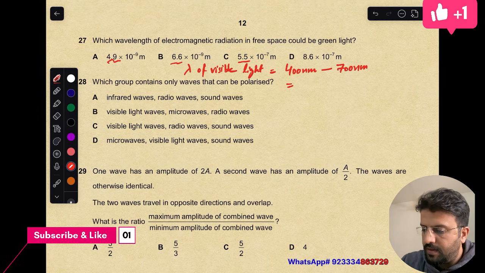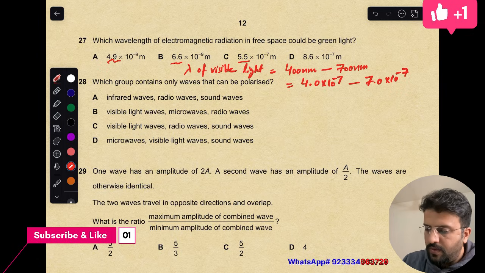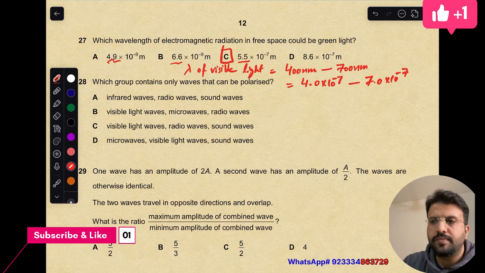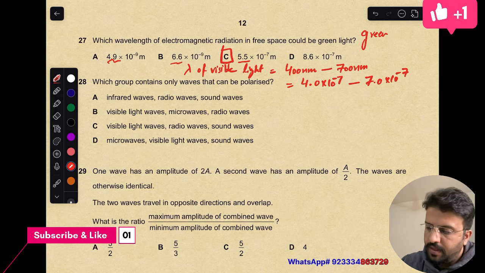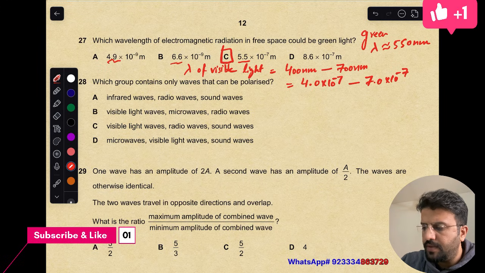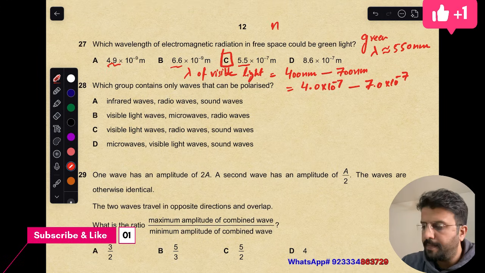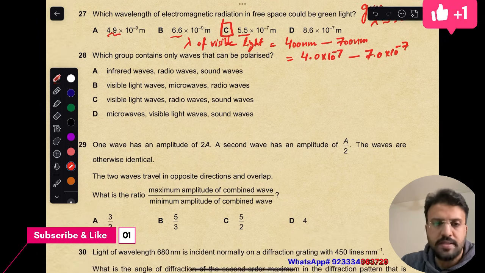If you convert these values into the standard form, it will give you 4.0 times 10 raised to power minus 7 to 7.0 times 10 raised to power minus 7. When you look closely, you will get this option, option C. By the way, for green light, the wavelength is almost 550 nanometer, and nano is 10 raised to power minus 9 if you don't remember.